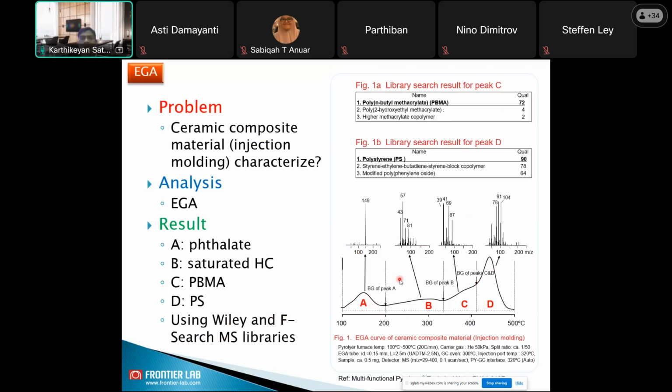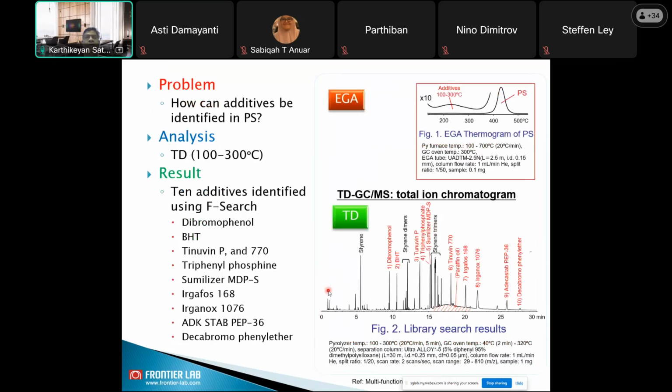But just to understand the benefit of EGA over TGA, the TGA can only give a peak like this, but it does not provide you the chemical information, whereas the EGA does provide this chemical information to some extent. So that's the use of the EGA for material testing.